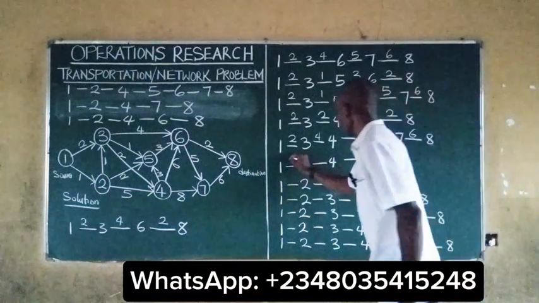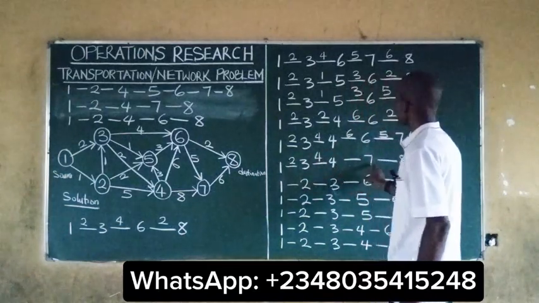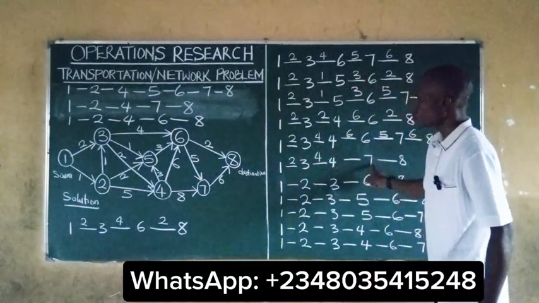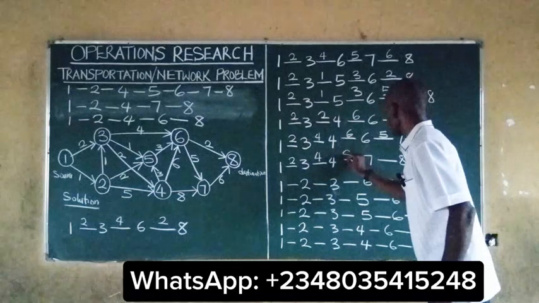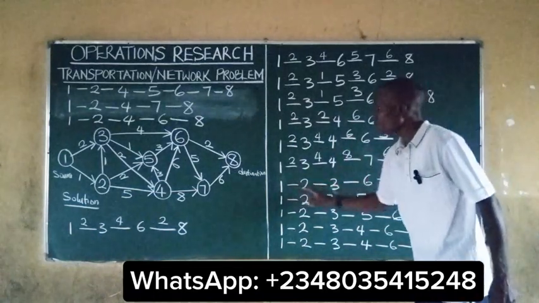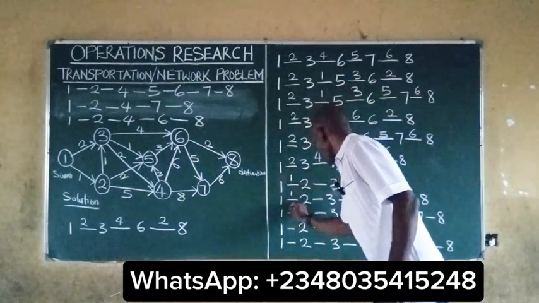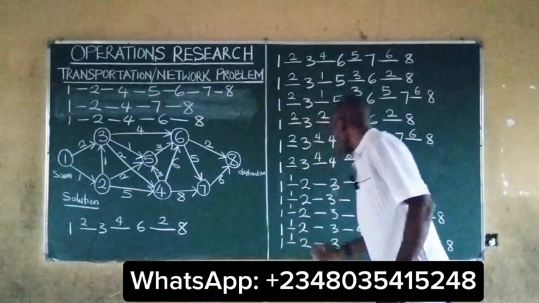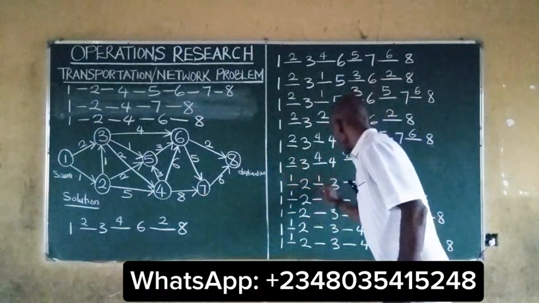Also 1 to 3, we have 2 kilometers. 3 to 4, we have 4 kilometers. 4 to 7, we have 8 kilometers. 7 to 8, we have 6 kilometers. 1 to 2, we have 1 kilometer. 2 to 3, we also have 1 kilometer.